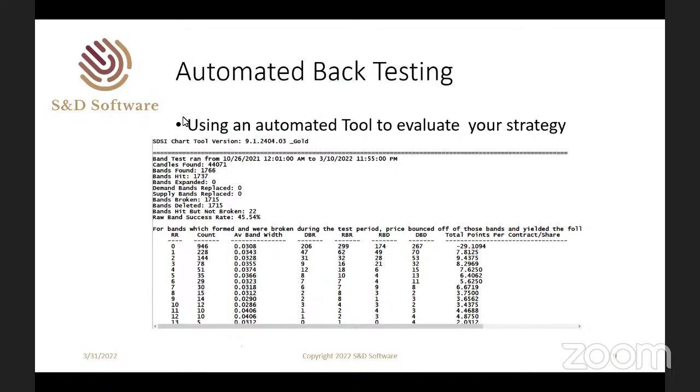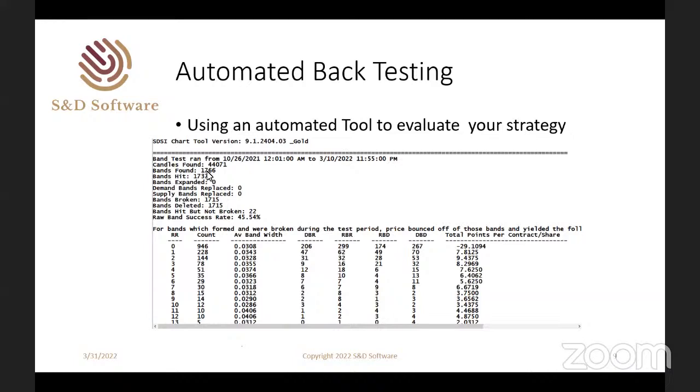So we have tools in the S&D software that generate a file, and you can see here, this is part of it. This test was run from 10/26/21 at 12:01 a.m. to 3/10/22 at 11:55 p.m. And those were the parameters that we selected to run this test. Out of that, we had 1,766 bands that were created, supply and demand bands. We had a total of 44,071 candles that we examined.